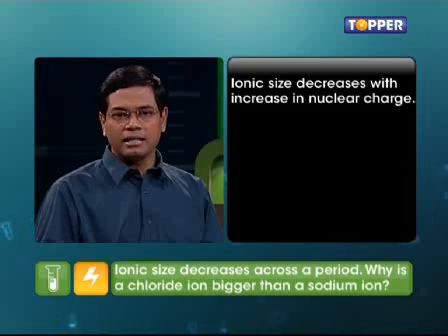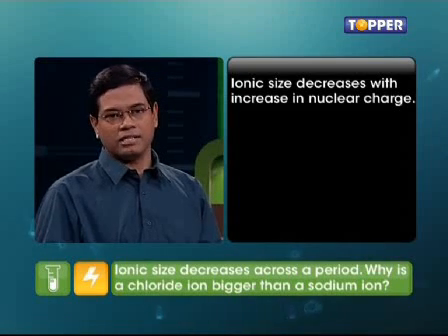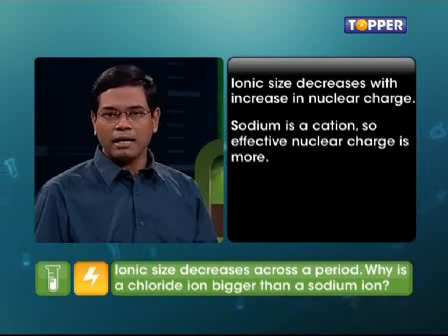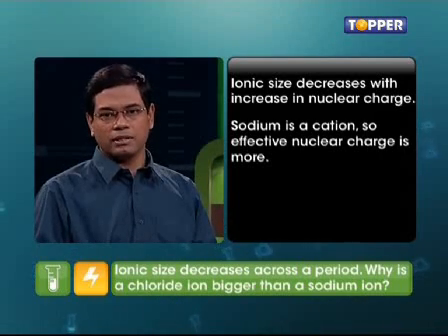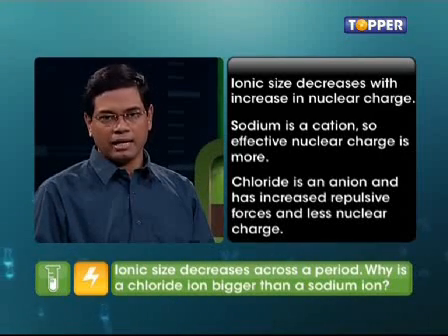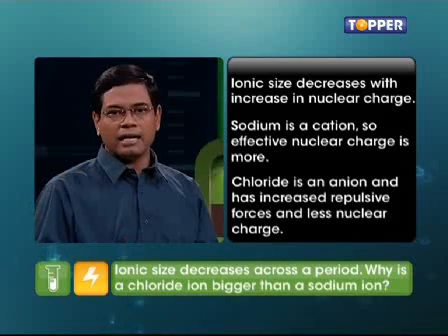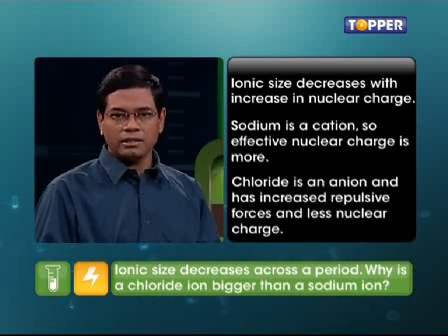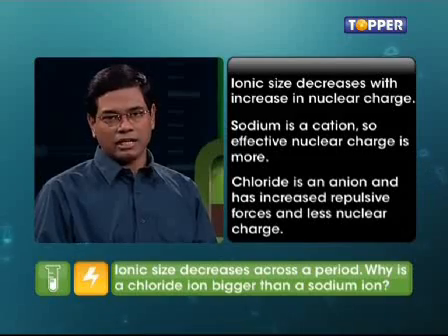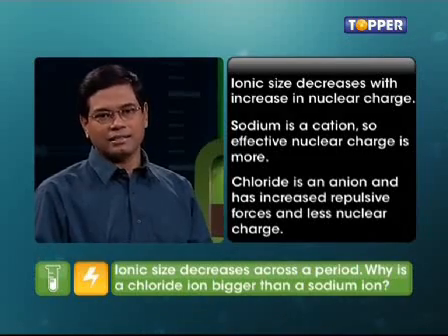Good question. In fact, don't be surprised if you get a similar one in the exams. We know that ionic radius decreases with an increase in nuclear charge. Now, a sodium ion is a cation. Therefore, the effective nuclear charge is more. A chloride ion, on the other hand, is an anion, and the addition of an electron increases the repulsive force, which in turn decreases the nuclear charge, thereby making it larger.